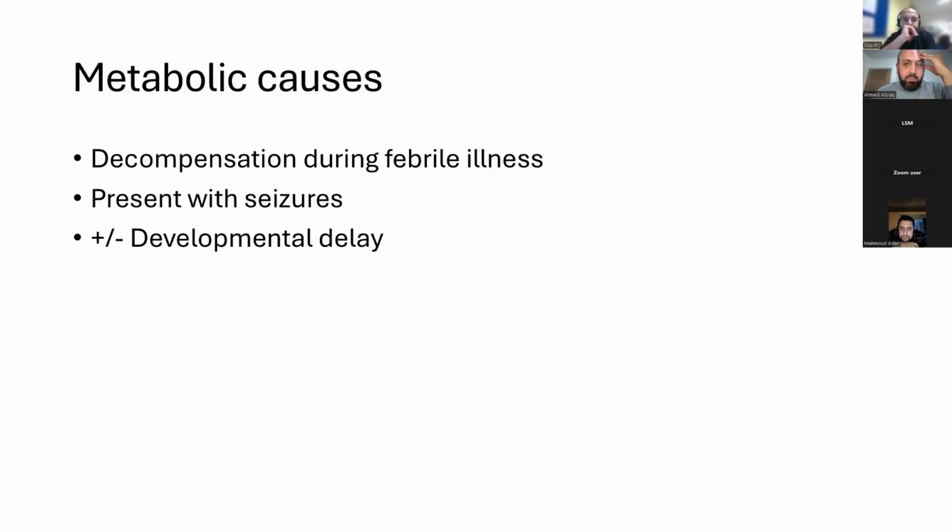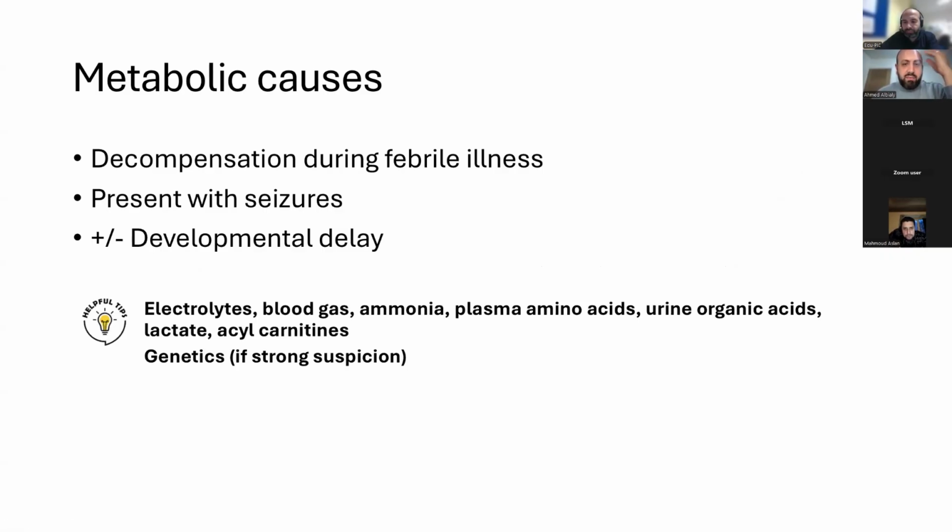Also, metabolic causes are important to be considered for every patient coming with prolonged febrile-related seizure. And again, history is very important. If there has been any history of developmental delay, if this happens, like having such prolonged seizures with every febrile illness, or this is the first time. So I'll always keep metabolic causes at the back of my mind. You will do some routine. I wouldn't say routine, I'd say baseline metabolic assessment investigations, including electrolytes, blood gas, ammonia, plasma amino acids, urine organic acids, lactates, acylcarnitines, and finally genetics if strong suspicions.